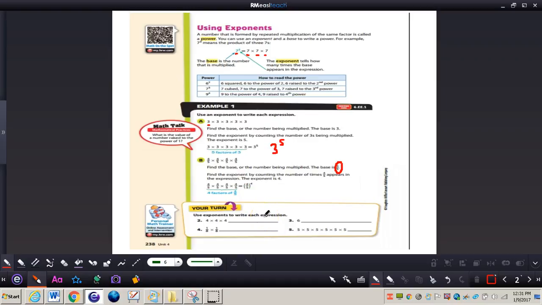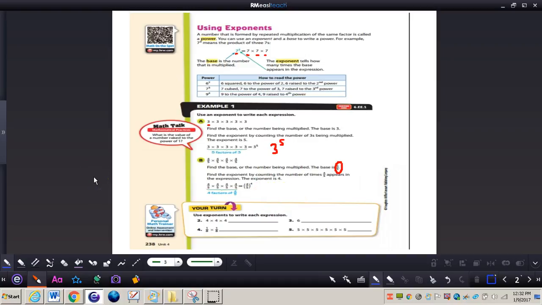And the reason why there's a parentheses whenever you deal with a fraction, that shows that the whole entire fraction is being multiplied that many times. So we know that 4/5 is being multiplied 4 times, as opposed to if I were just to write 4/5 to the power of 4, I would think that I would multiply just the 4 times, but not the 5. When we put a parentheses, the whole entire fraction is being multiplied by what the exponent says.